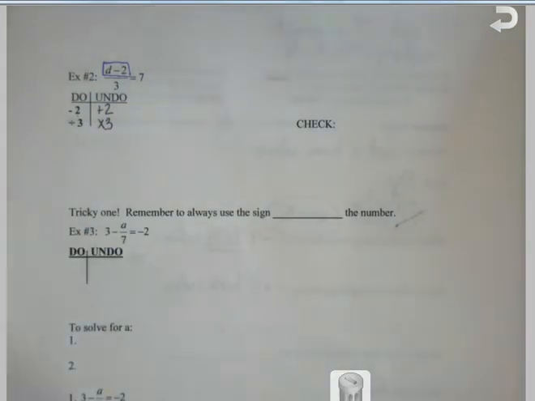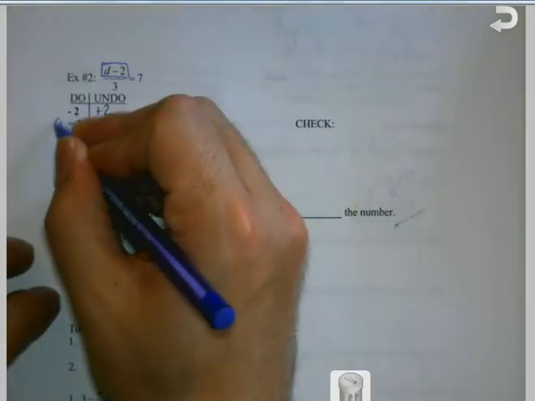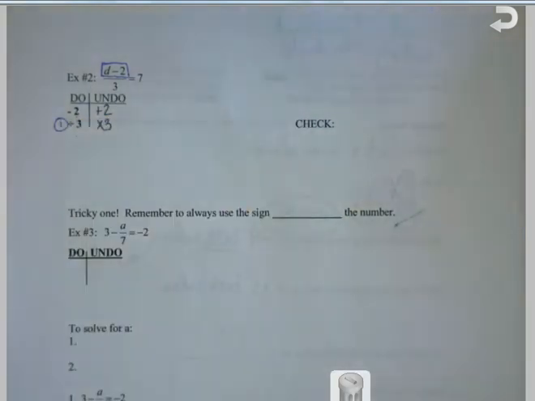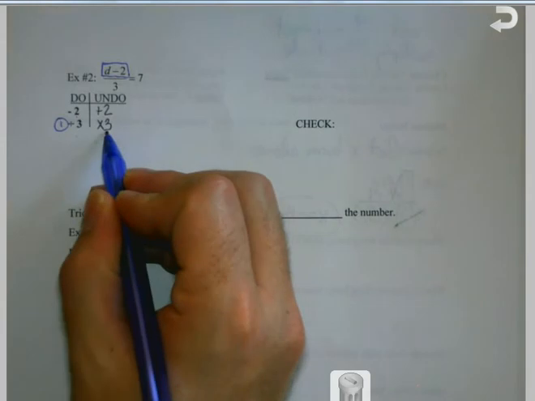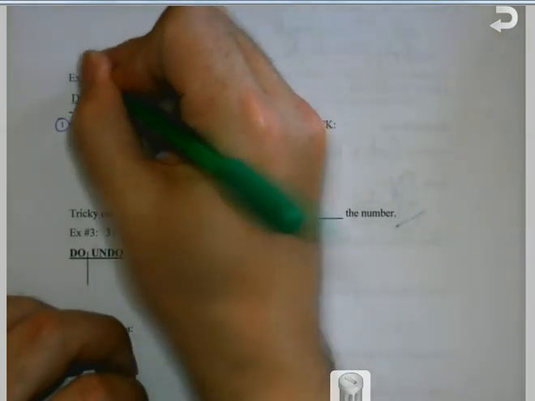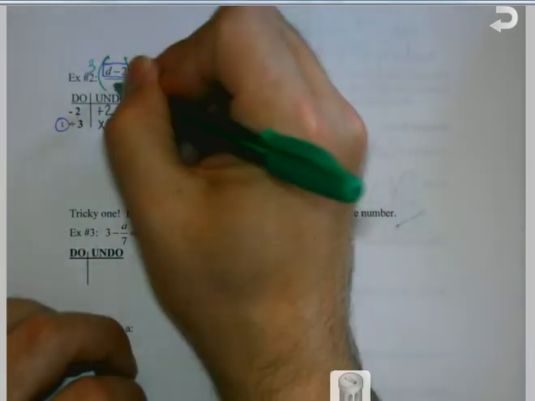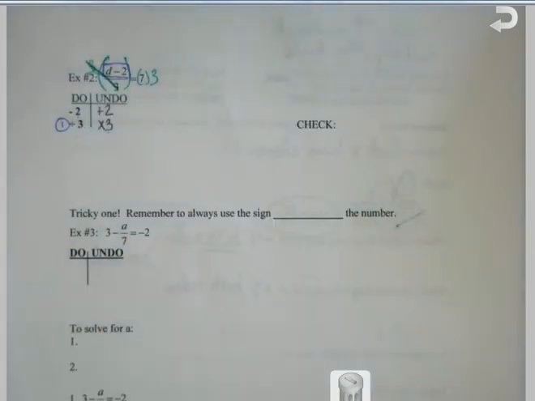So like here, I need to get the D minus 2 alone before I can solve for D. So I noticed the divide by 3 part is the part that's not in the box. So I'm going to undo that first. And I undo that by multiplying by 3. And again, whatever I do to one side, I have to do to both, because then those will cancel.